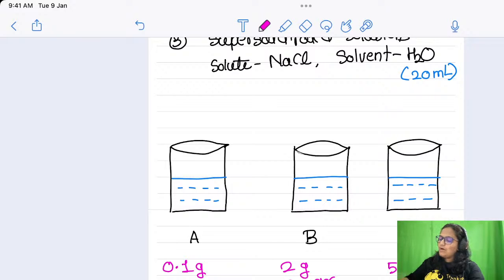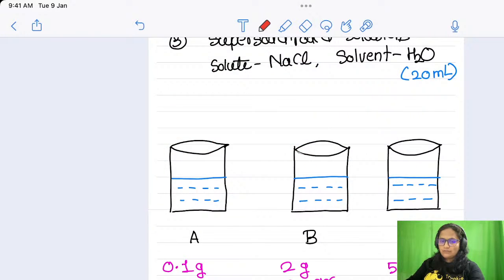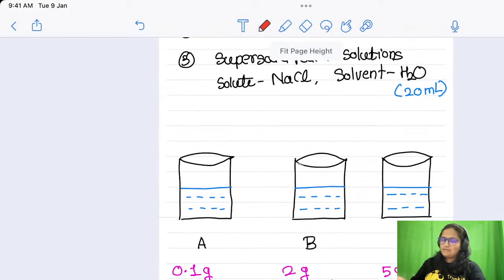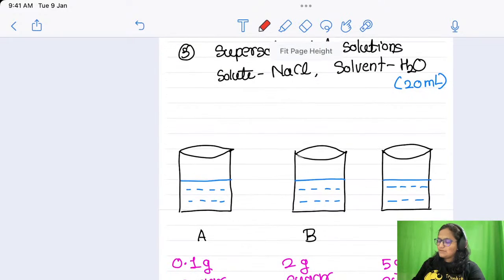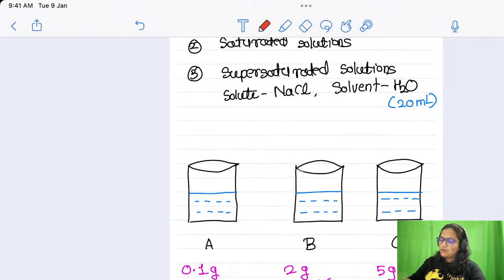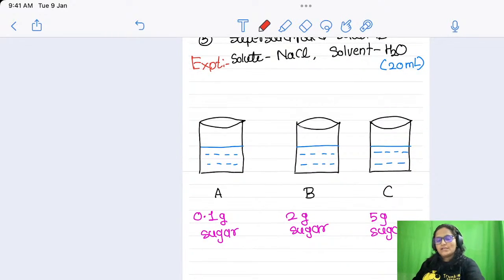Okay, now I'm going to ask one question to you, simple question. Now the whole image will be visible to you. Just give me a second. Okay, this is the small experiment we are going to discuss. Yes, so just observe this image carefully and answer some questions which I am asking to you.